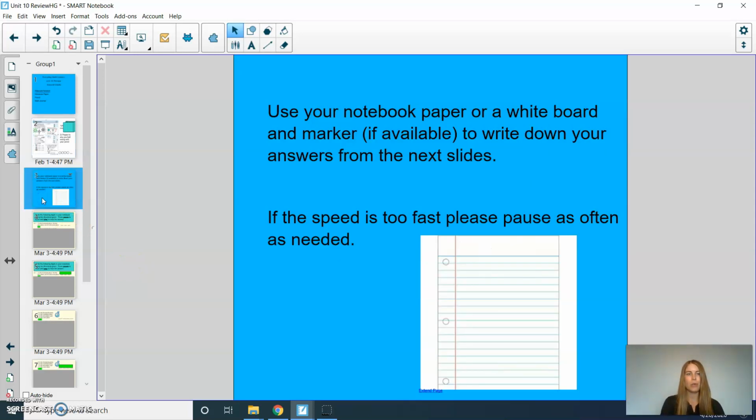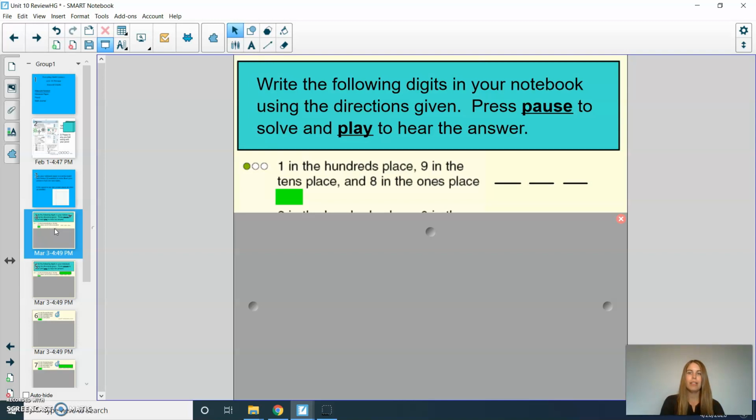The next thing we'll do is we'll put our math journal to the side and take out our notebook or whiteboard and marker if available to write down our answers from the next slides. If the speed is too fast, please pause as often as needed. Write the following digits in your notebook using the directions given. Press pause to solve and then play to hear the answer.